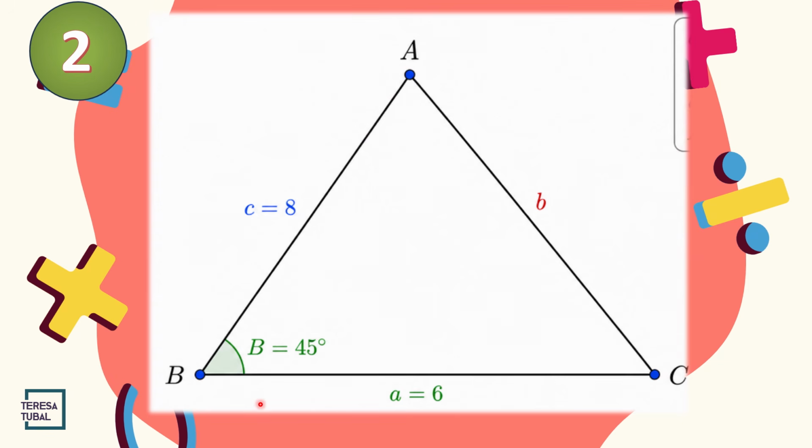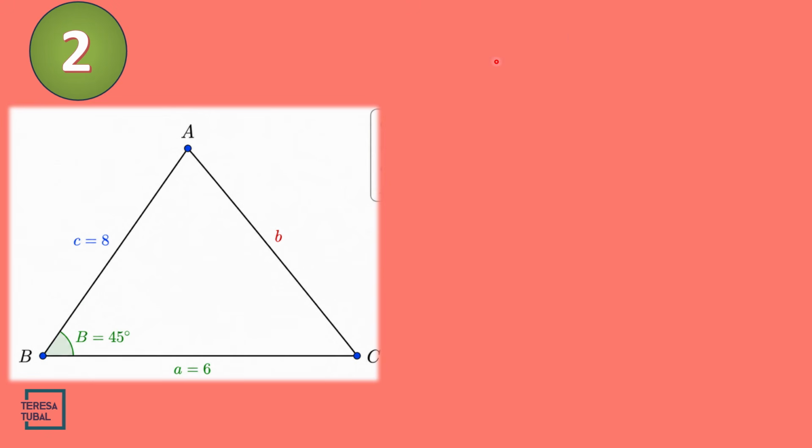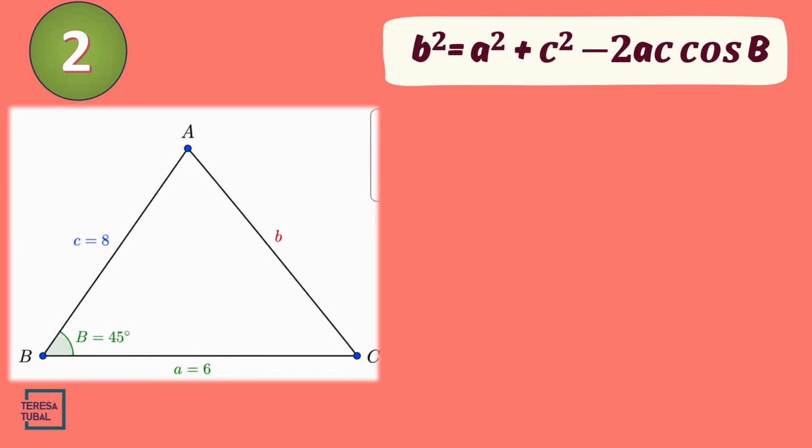Next example, side a equals 6, side b is unknown, side c equals 8, and angle B equals 45 degrees. So side b is the missing one. So the formula, b squared is equal to a squared plus c squared minus 2ac cosine B. The value for a is 6. The value for c is 8. And then angle B is 45 degrees. Replace all the values into the equation.